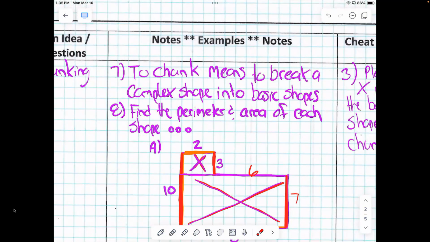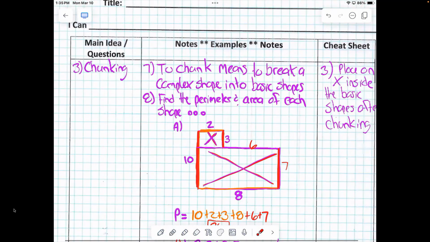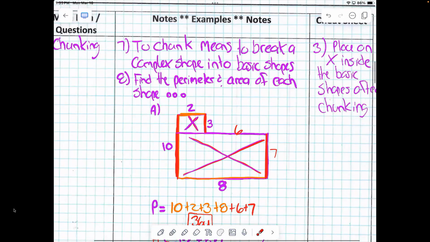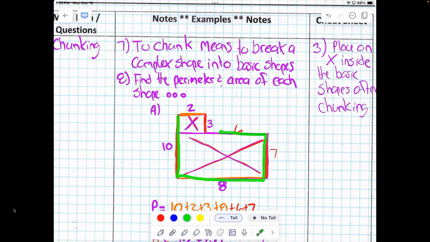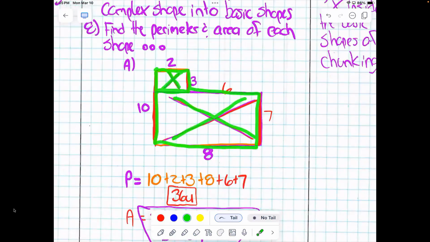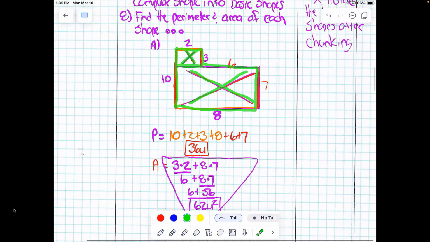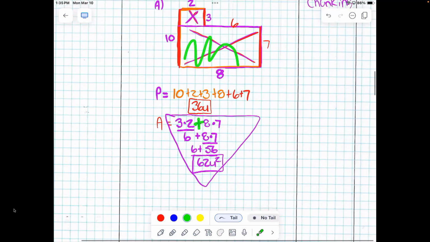To chunk means to break a complex shape into basic shapes. So we've talked about complex shapes and basic shapes. Now we're going to talk about chunking. If you follow the green outline, this is a complex shape. True or false? True. If I just put a simple line right here, have I just made a basic rectangle? Yes. And a second basic rectangle? Yes. So if I wanted to find the area of those two rectangles, I would just find the area of this one first and the area of this one second, right? And then add them together.